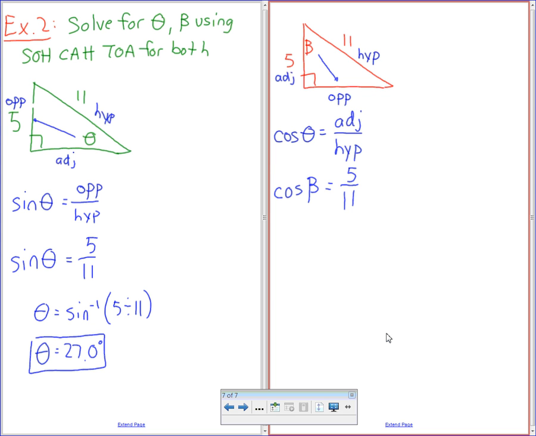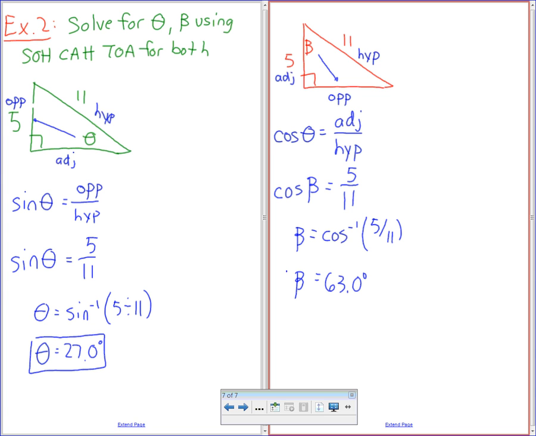Okay, great. Can someone please be brave and solve? Bailey, go. Theta equals cos inverse. Great. So what you guys should be doing right now is hopefully typing it into your calculator, and hopefully you get an angle of 62.96.